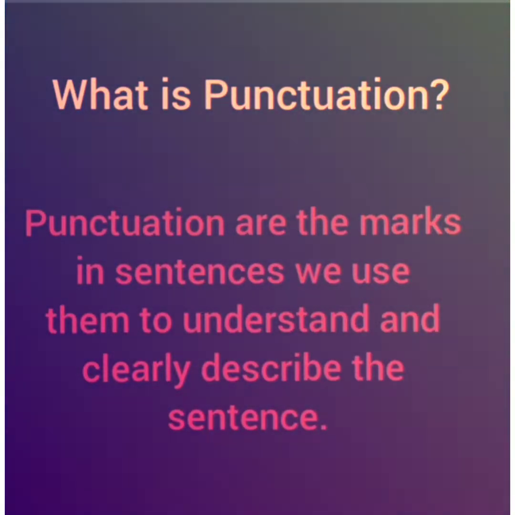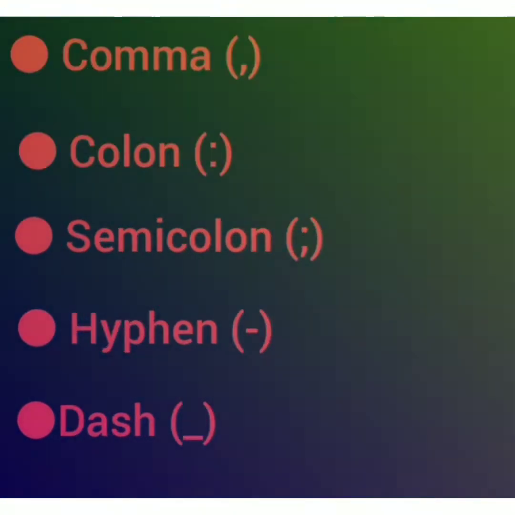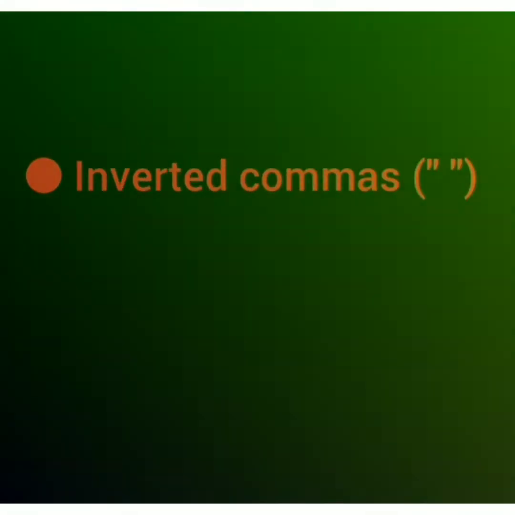What is punctuation? Punctuation are the marks in sentences. We use them to understand and clearly describe the sentence. There are 10 punctuation marks: capital letters, full stop, question mark, exclamation mark, comma, colon, semicolon, hyphen, dash, and the next one is inverted commas.